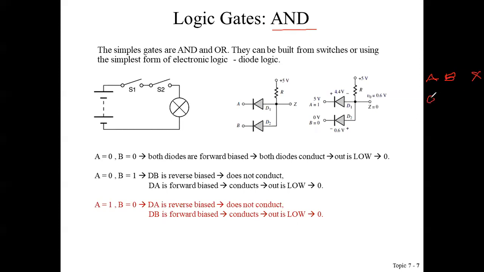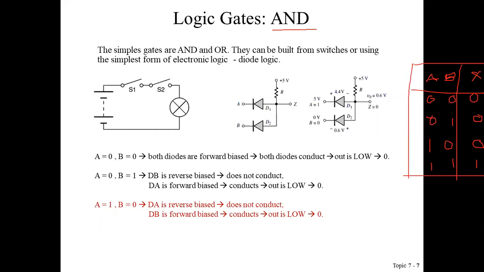So your input is 0 0 means what? 0 1 means what? 1 0 means what? 1 1 means what? So both are 0 means 0, 0 1 means 0, 1 0 means 0, 1 1 means 1. So according to the truth table, what is the definition for this?